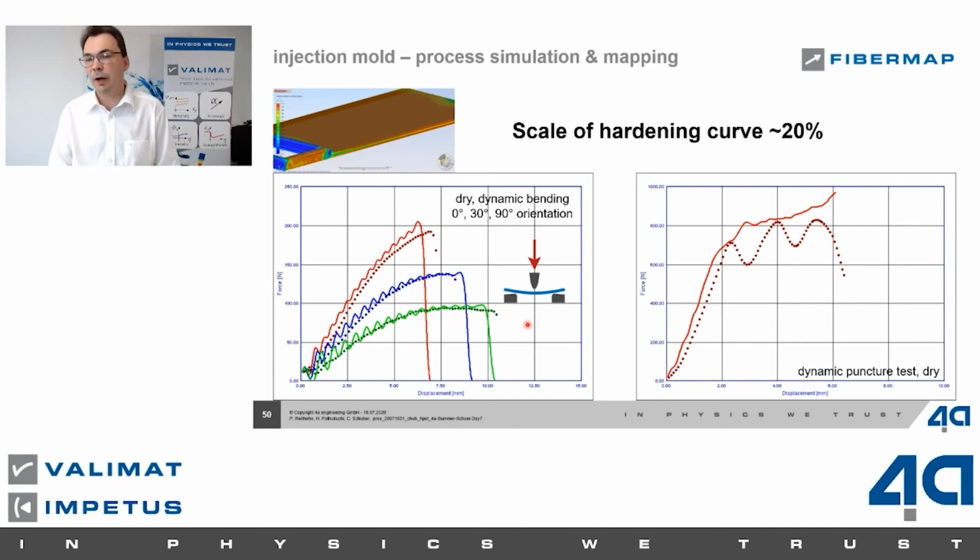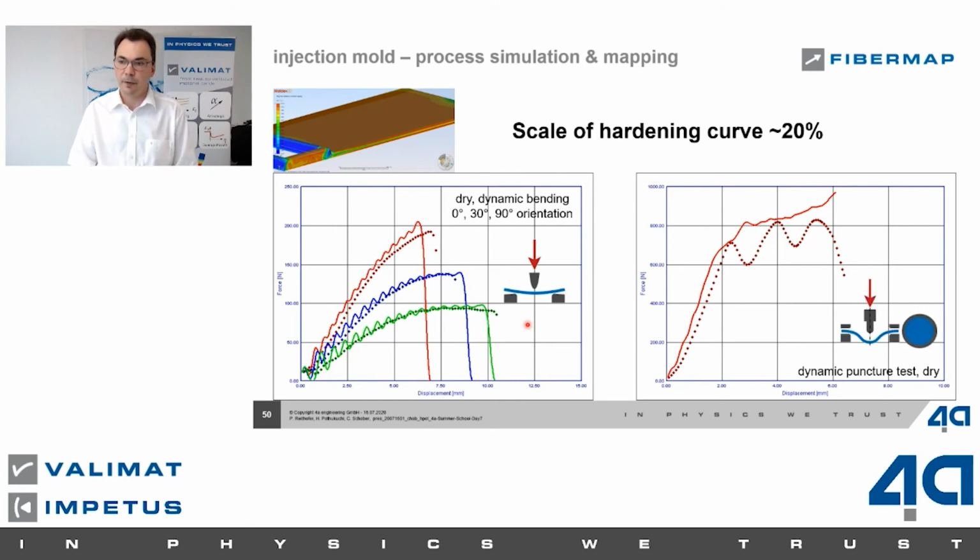And this fiber orientation, what we get from the injection molding simulation, is always a little bit different. It is not so much oriented as we have in reality, and that we have to consider. But if we then scale our hardening curves, we can also describe the real material behavior, both in the bending test as well as in the puncture test.